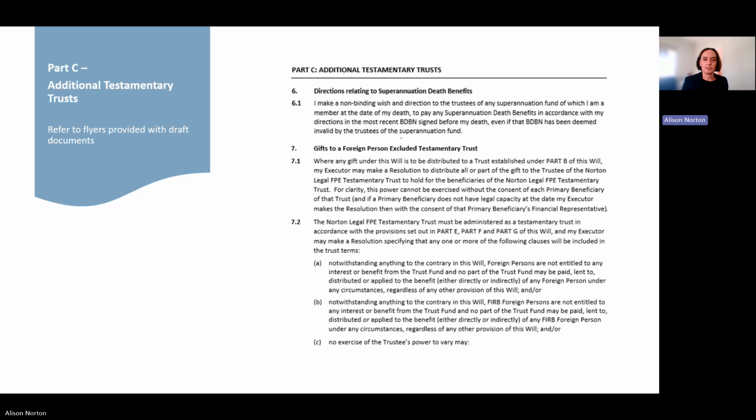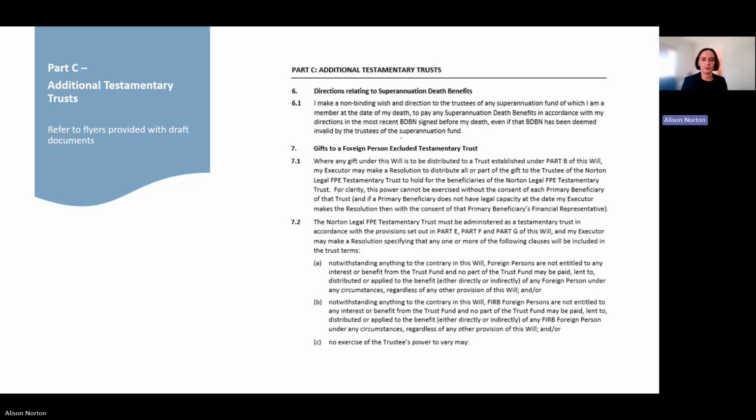These additional testamentary trusts are set out in Part C, and this is basically to minimise tax. If there are any beneficiaries who can receive your super and claim the super tax-free because they're superannuation tax beneficiaries, then this additional superannuation proceeds trust can be established. And the same goes for these gifts to foreign beneficiaries.